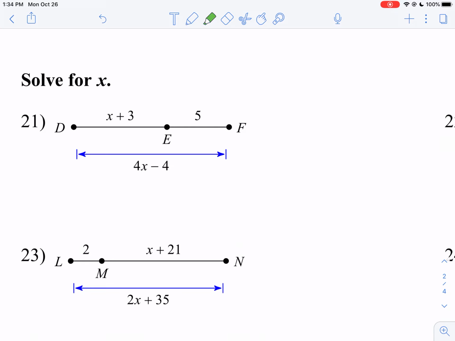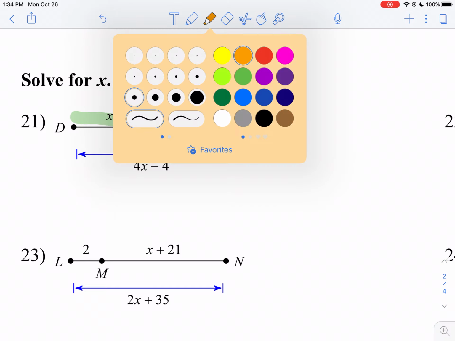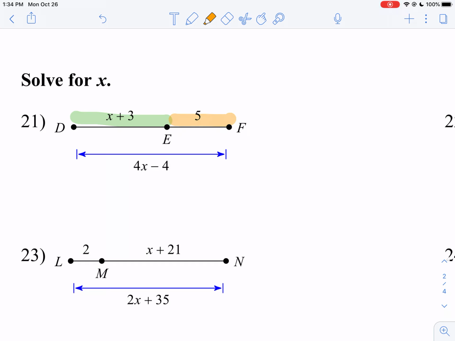So I have my long segment, which is DF. The two shortest segments are DE and EF, and those have to add up to DF. So I'm going to go ahead and write that down: DE plus EF is equal to DF.